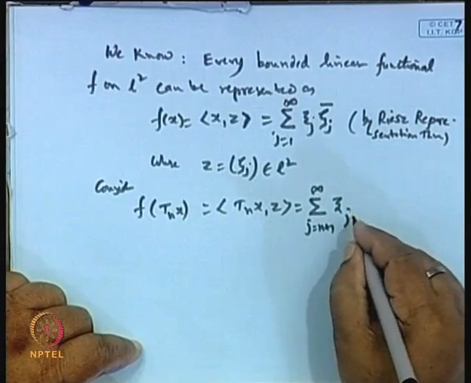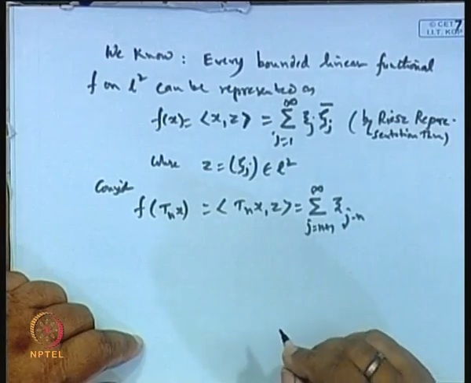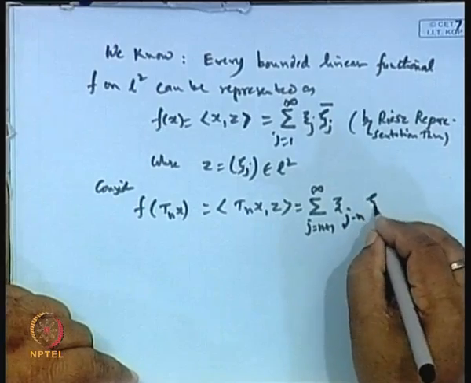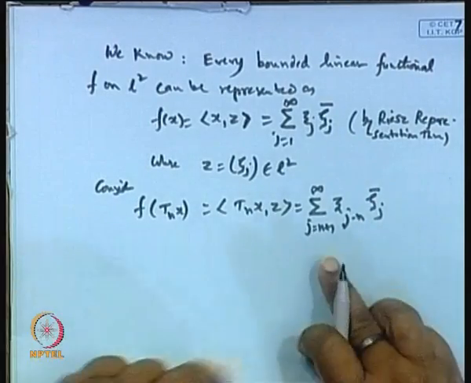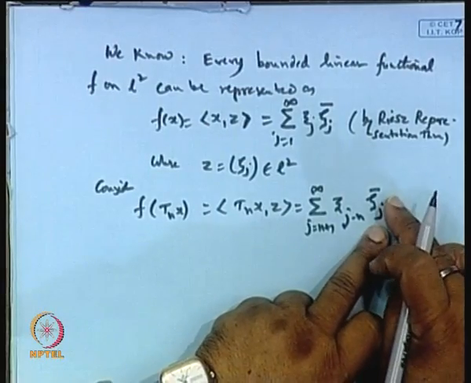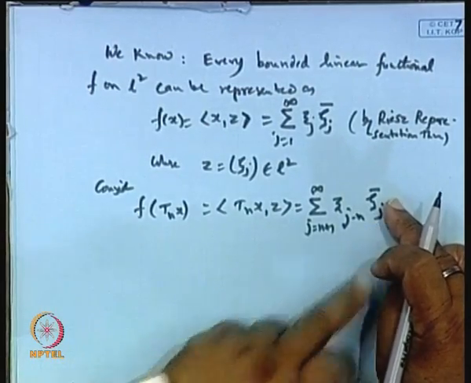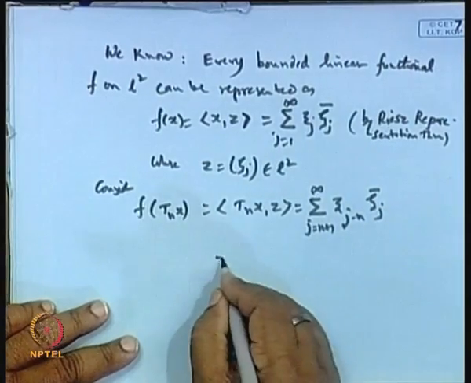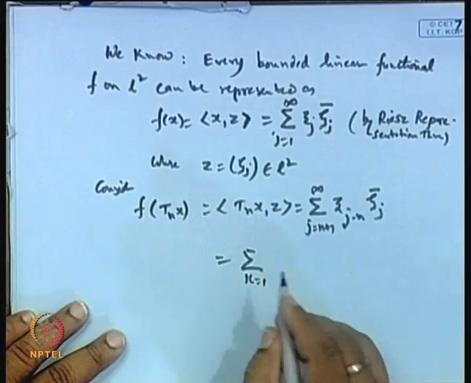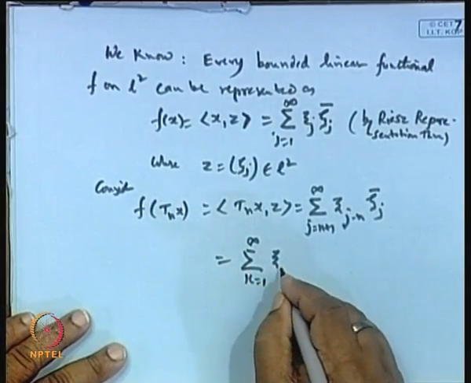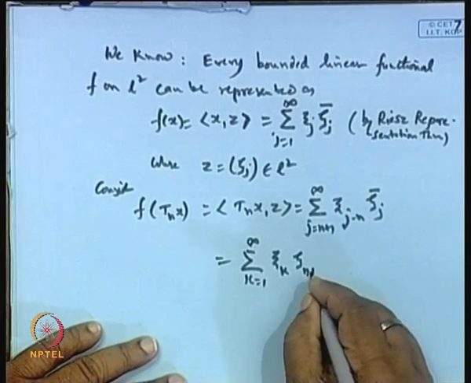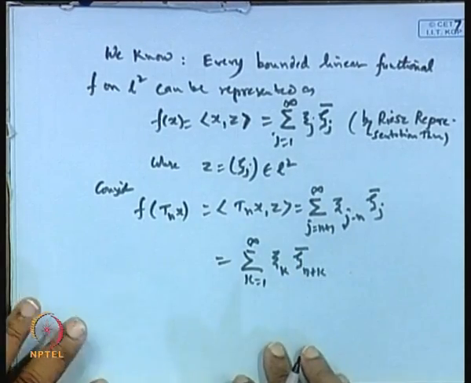Then whatever xi_1 is will be multiplied by zeta_{n+1}. So, we can write this as the sum of xi_{j-n} into zeta_j bar, because when j equals n plus 1, xi_1 is multiplied by zeta_{n+1} conjugate. And this can be written as the sum over k equal to 1 to infinity of xi_k zeta_{n+k} conjugate. Is it okay or not?